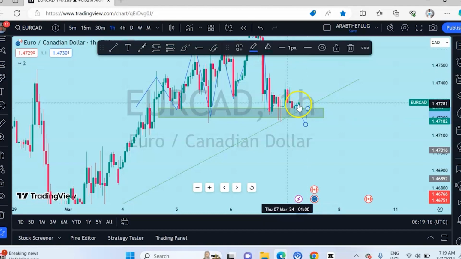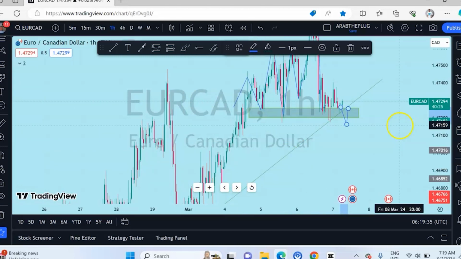So once I get a bearish breakout and a retracement back into this area, then I'll be looking for a bearish engulfing candle, or maybe any form of reversal candlestick pattern. Then once I get that, I'll be looking to short this market. So that's only going to be my scenario for shorting.